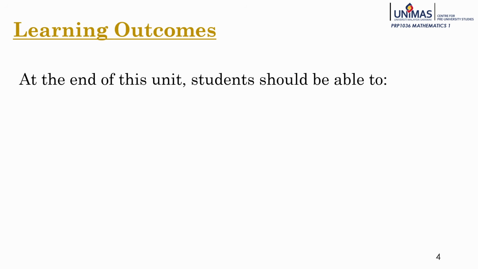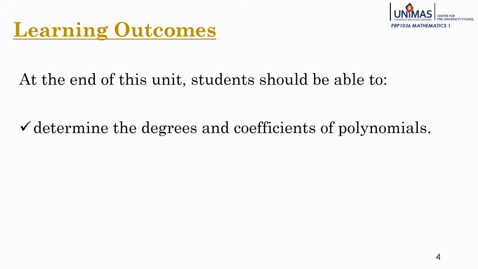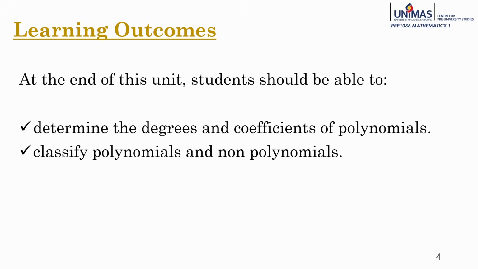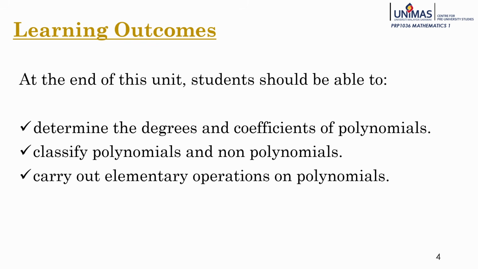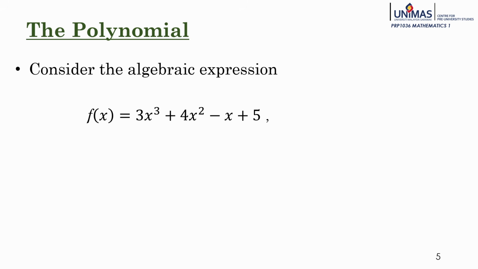The learning outcomes for 3.1: at the end of this unit, you should be able to, first, determine the degrees and coefficients of polynomials. Second, classify polynomials and non-polynomials. Third, carry out elementary operations on polynomials. Let's see what a polynomial is.